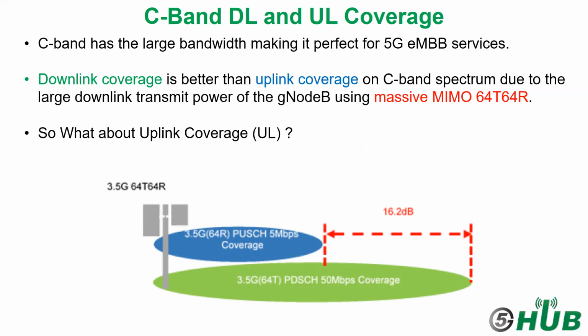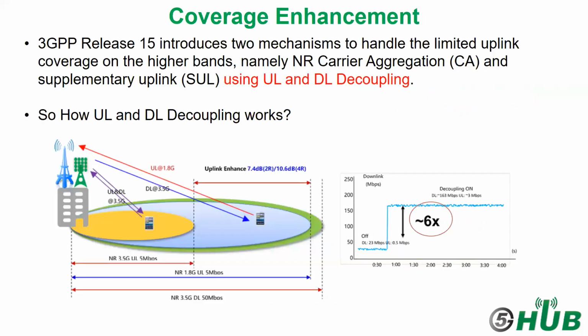So, what about uplink coverage for the 3.5 gigahertz band? This is the question. 3GPP Release 15 introduced two mechanisms to handle the limited uplink coverage on the higher bands, namely new radio carrier aggregation and supplementary uplink using uplink and downlink decoupling. So the question now is, how does uplink and downlink decoupling work?